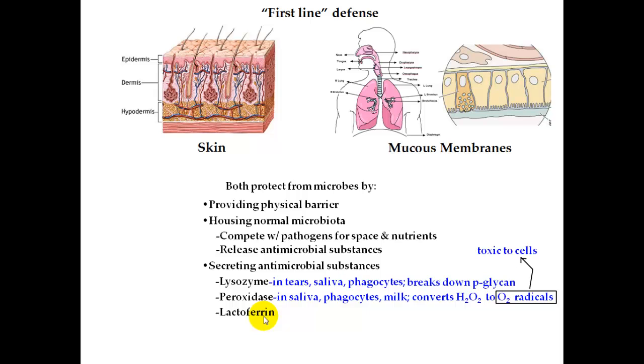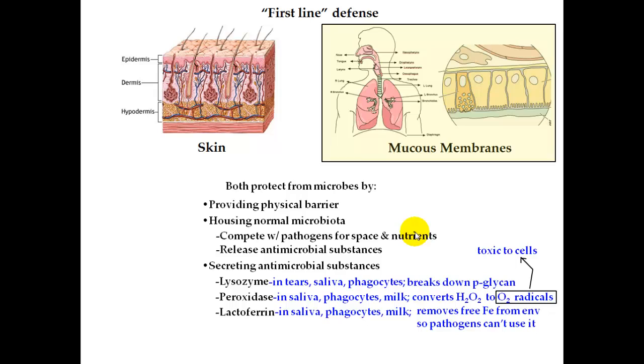Specifically, lactoferrin is found in the same places that peroxidase is found: in the saliva, the phagocytes, and also the milk. And again, here's in words what lactoferrin does. It removes free iron from the environment so that pathogens like bacteria aren't able to use it. So again, this is all stuff that both the skin and the mucous membranes can do to protect us against pathogens. If you consider just the mucous membranes, though, they can do some additional things to protect us against pathogens.